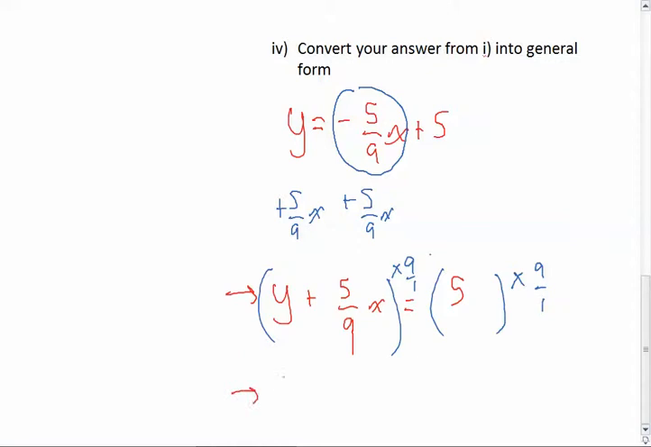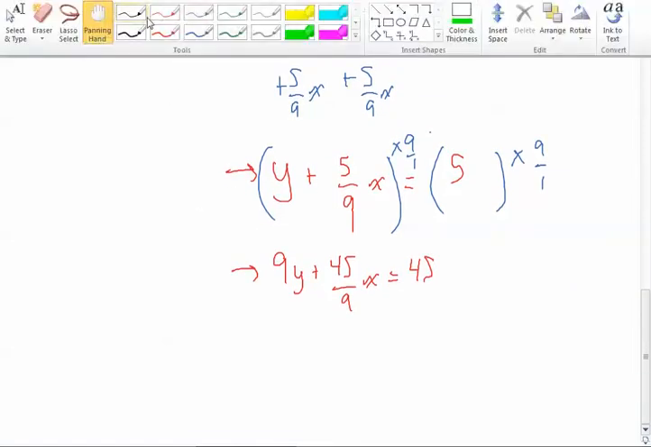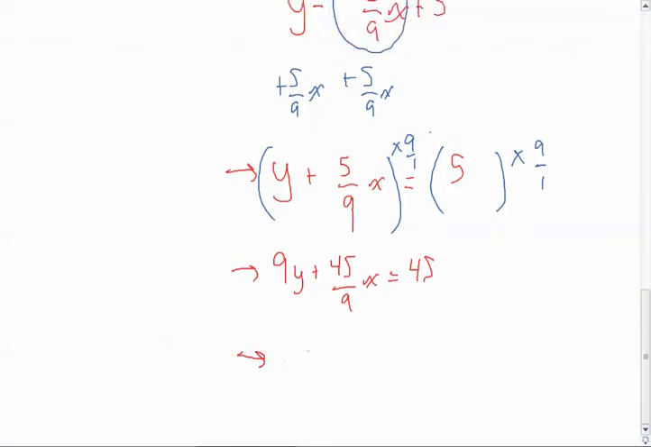So if I multiply both sides by 9 or 9 over 1, what we're going to find is I get 9y plus 45 over 9x is equal to 45. And now this can be simplified. And we're going to get 9y plus 5x is equal to 45. So this is the exact same linear function. It's just now in general form.